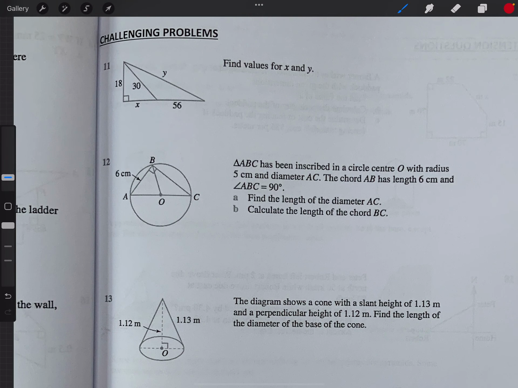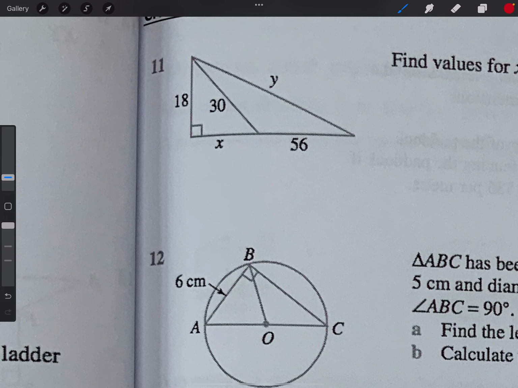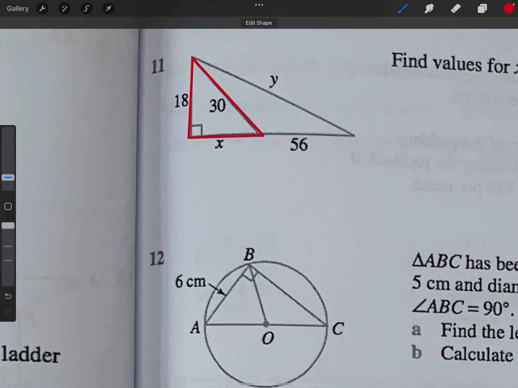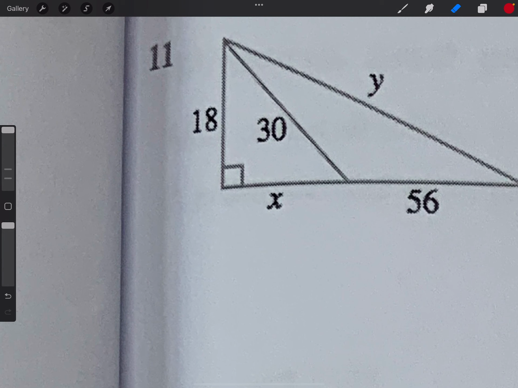Find the value of x and y. Okay, so we can't find y first, but we can find x first because of this triangle here. Let me see. Can I turn this into Pythagorean triples? If I divide this by 3, I'll get 10. Divide this by 6, I'll get 5, and divide by 6, I get 3. 3, 4, 5 again.